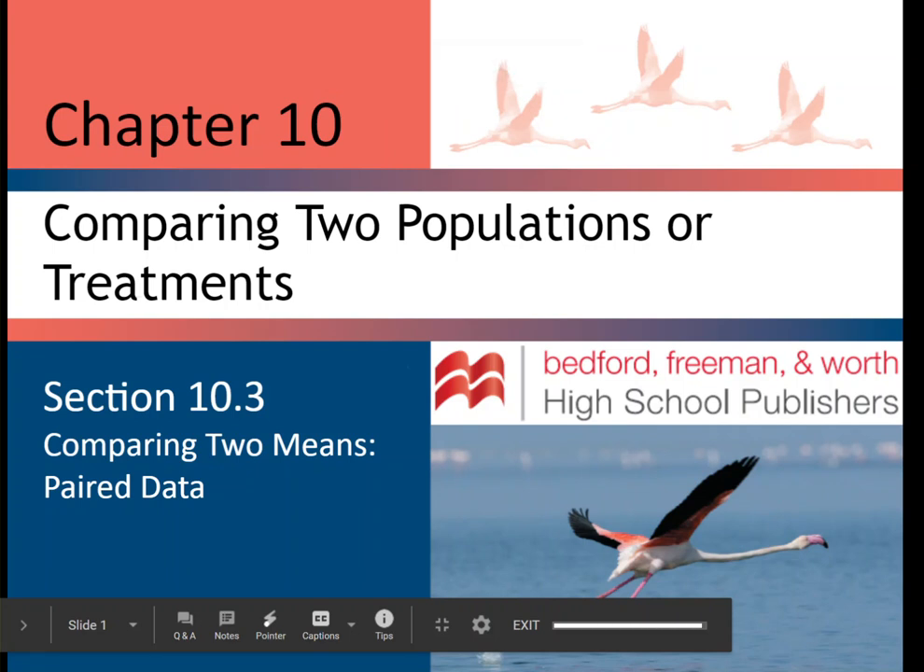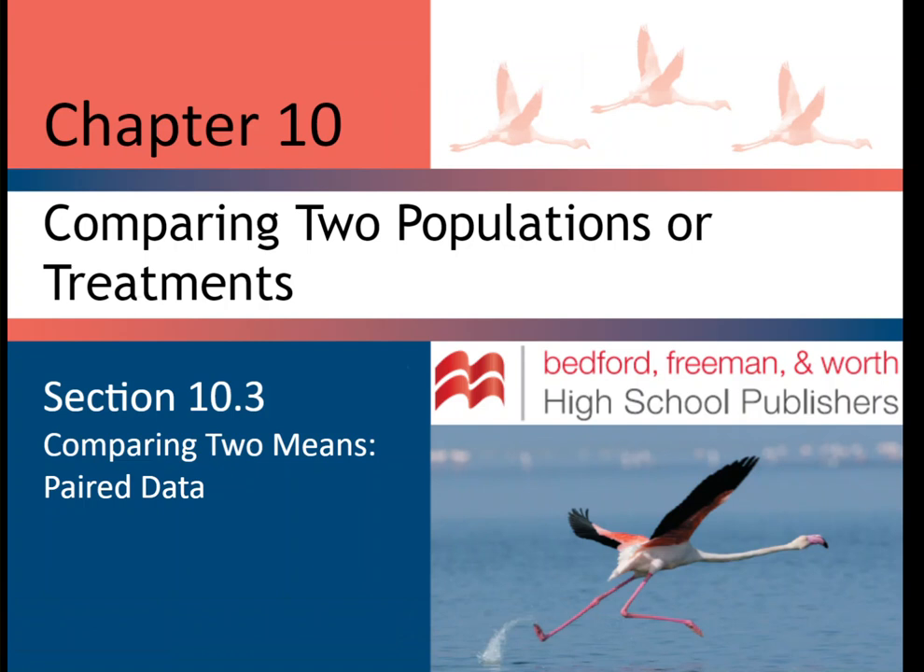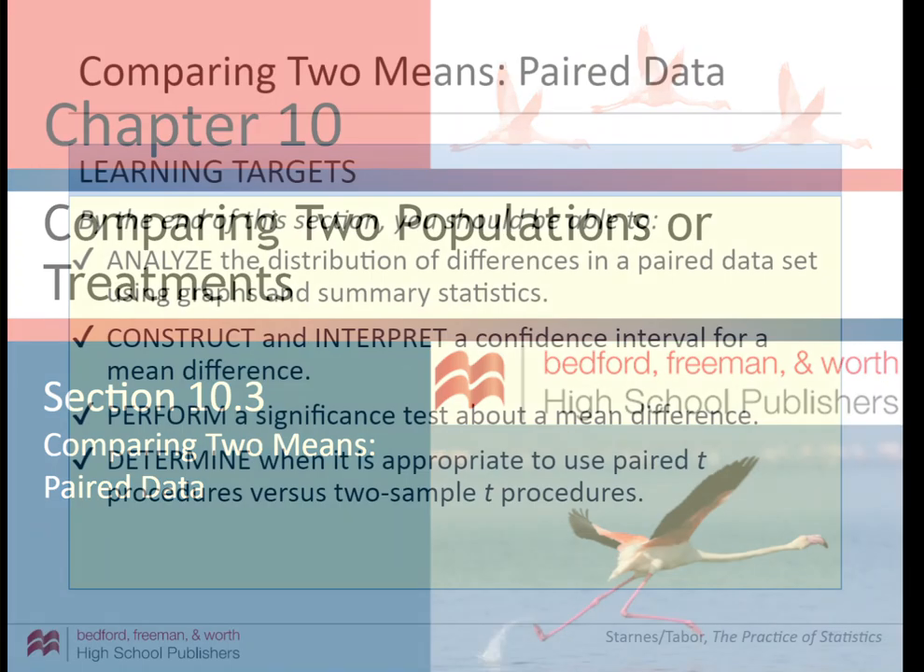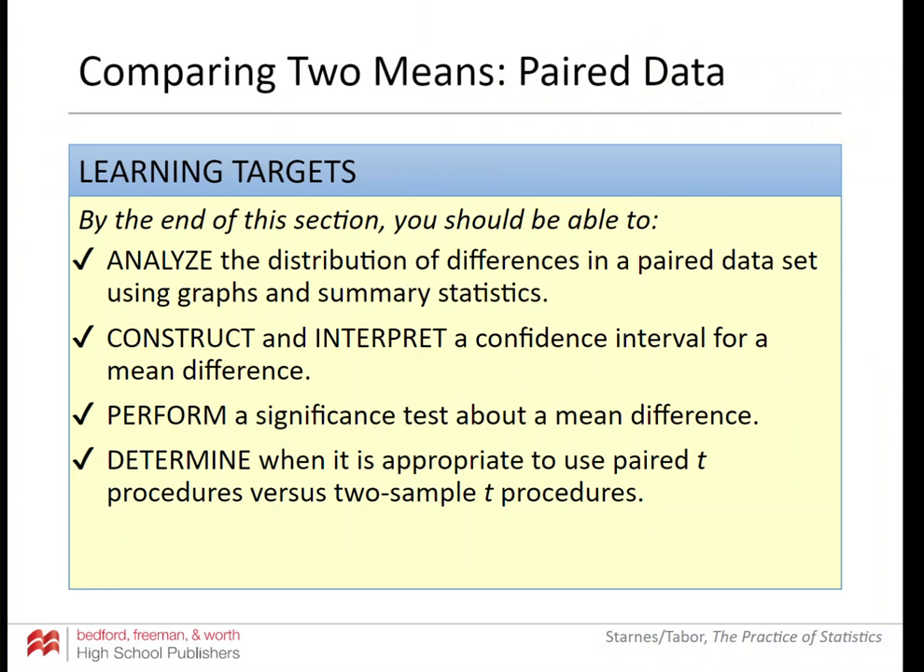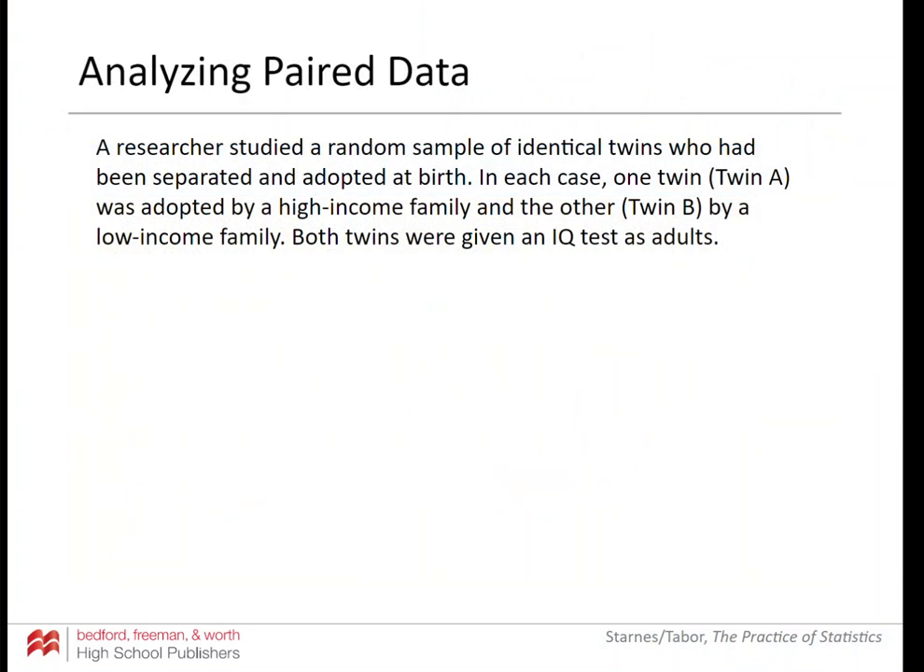Our last topic for Chapter 10 is looking at paired data. In this situation, we are still looking at means, not proportions. So, let's look at this situation.